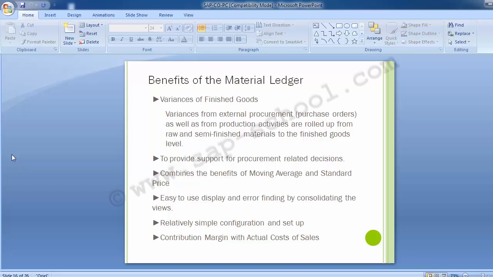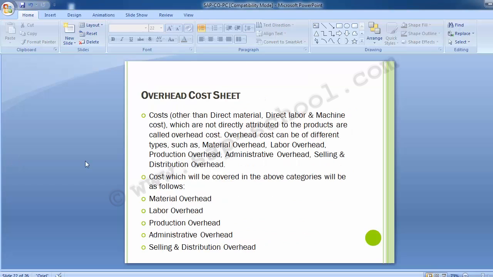So this is just an overview of the material ledger, or how actual costing is used with the help of the material ledger in the SAP system. So moving on to the overhead cost sheet, you must have been knowing about the cost sheet and how it works. In SAP, costs other than direct material, direct labor and machine cost, which are not directly attributed to the products, are called overhead cost. Overhead cost can be of different types such as material overhead, labor overhead, production overhead, administrative overhead, or selling and distribution overhead. The costs covered in the above categories of overheads will be as follows.